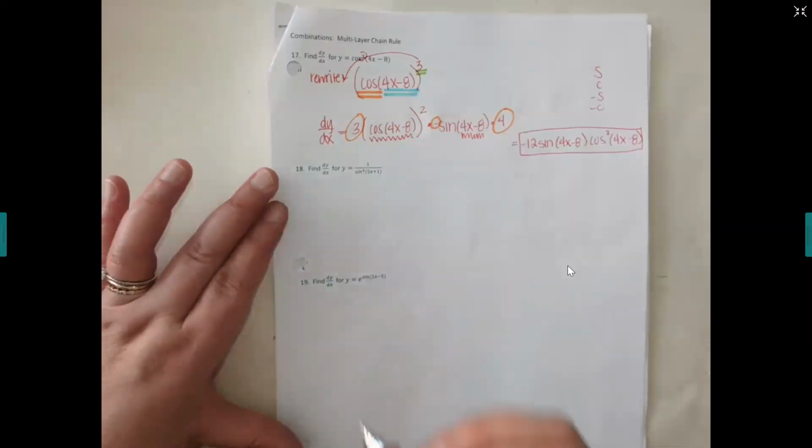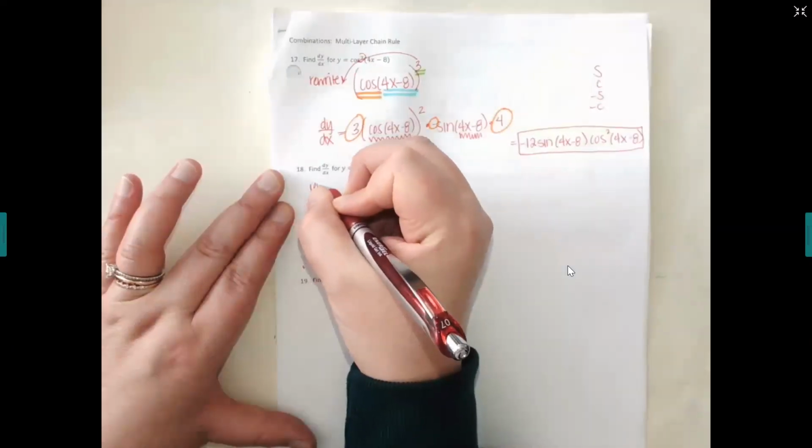Okay, let's take a look at number 18. This time your sine to the 4 is on the bottom. Remember that we can rewrite x's off the bottom.